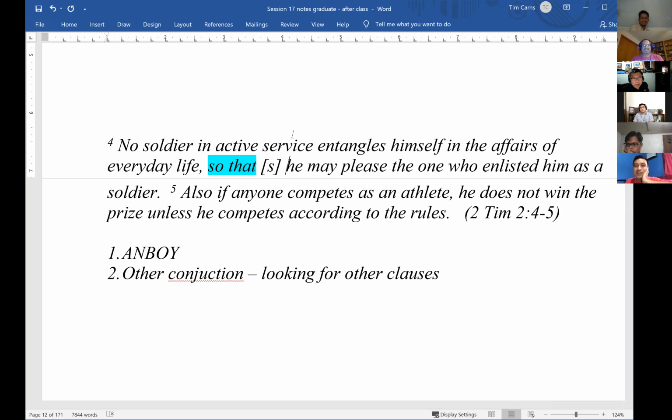Okay. Also, if anyone competes as an athlete, he does not. Is "unless" a conjunction? Well, let's first look. Do you see any envoy in this verse, in verse 5?